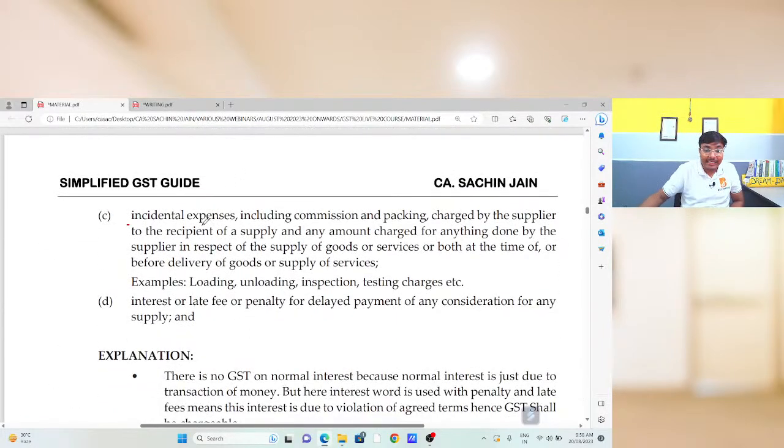If there is any incidental expenditure, commission, packing, loading, unloading charges, that will be part of the value of supply. Interest, late fees or penalty for delayed payment will also be part of the value of supply.